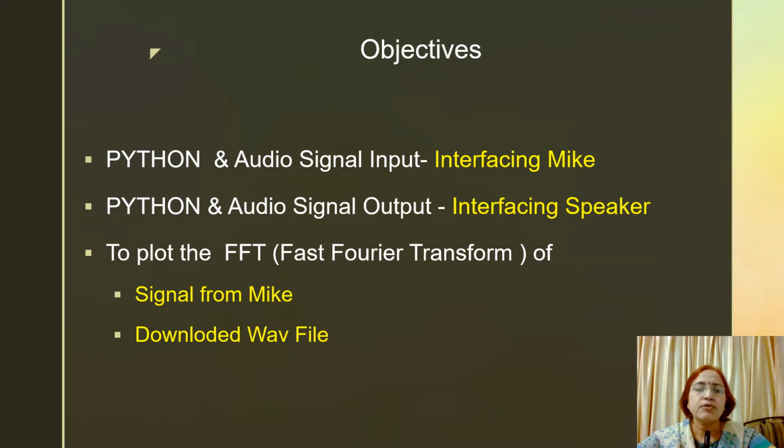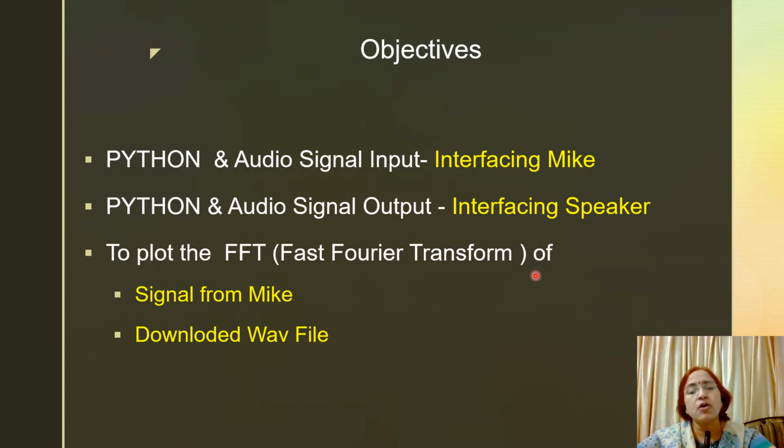The second objective is Python and audio signal output. That is, how to output the audio signal from Python, how to interface a speaker with Python. The third objective is to plot the fast Fourier transform of the signal.